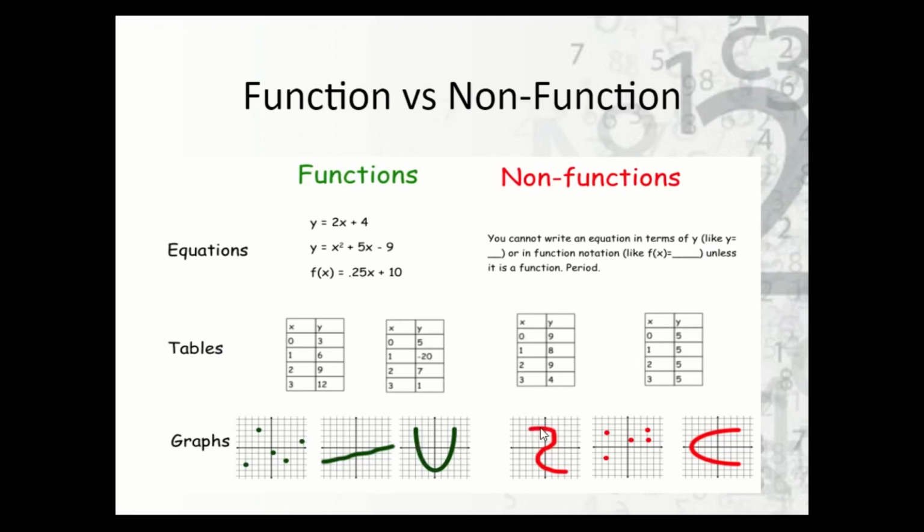Now, non-functions look something like this. Notice, if I pick an x value like x equals 0, when x is 0, y is this one, it's this one, and it's this one. So there are 3 different y values that match up. That doesn't work. Same thing here. If we look at this x value right here, there are 2 values for y that make it true. So that doesn't work. Same thing here. If I pick x equals 0 here and here, there are 2 points. So again, not a function.